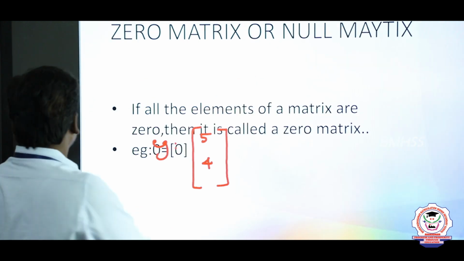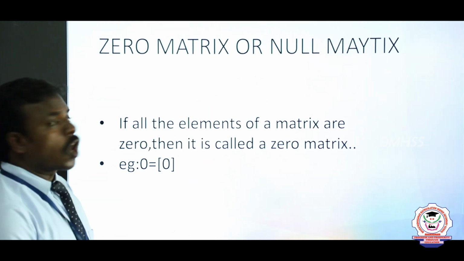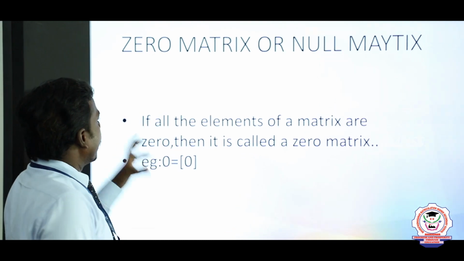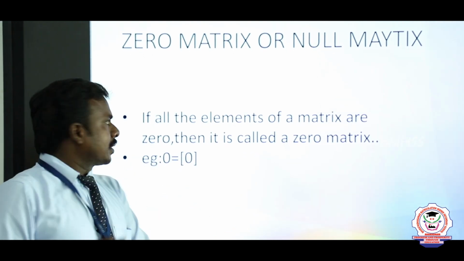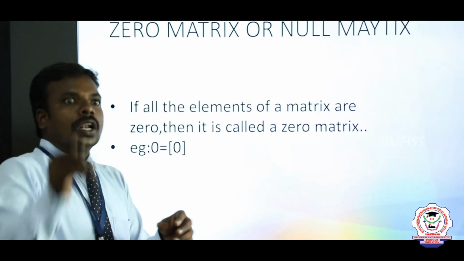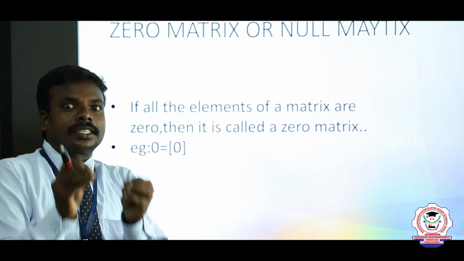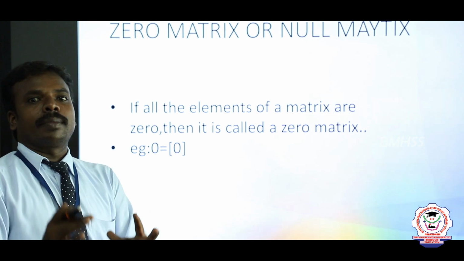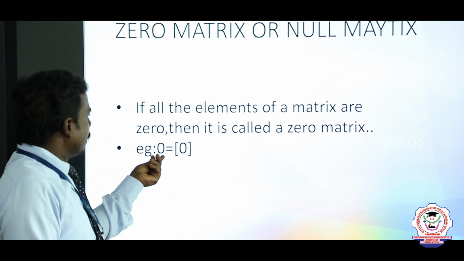Next, zero matrix or null matrix. If all the elements of a matrix are zero, then it is called a zero matrix. It is denoted by 0.